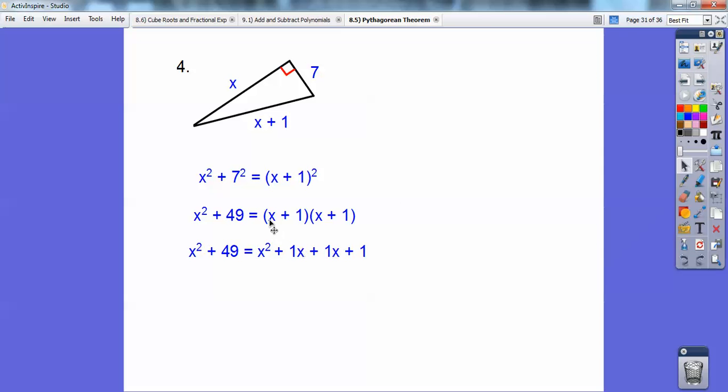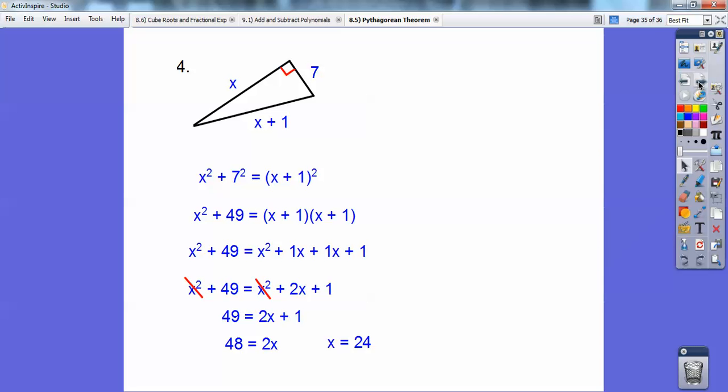So first times first is x squared. Outer times outer is 1x, and then inner times inner is 1x, and finally last times last. All right, going to combine like terms. 1x plus 1x gets me 2x. Notice they both have an x squared on both sides of the equal sign, so if I subtract off x squared, they cancel each other out. Now I'm going to subtract 1 from both sides and get 48. Divide by 2, and I get 24.